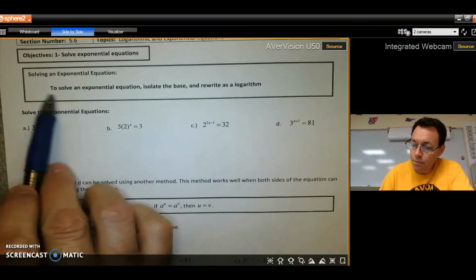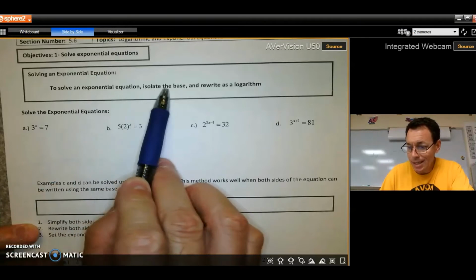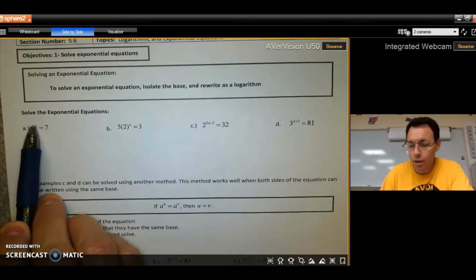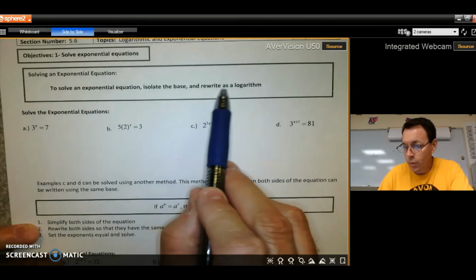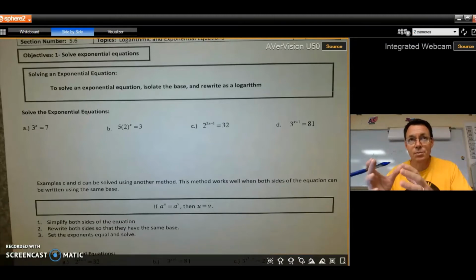Okay, now for the most part, to solve an exponential equation, we want to isolate the base. So we want to get the base all by itself. So you'll have a base to a power. Okay, and then we want to rewrite it as a logarithm. So we practiced that the other day. We went from an exponential to a logarithm, and we went from logarithm to exponential.